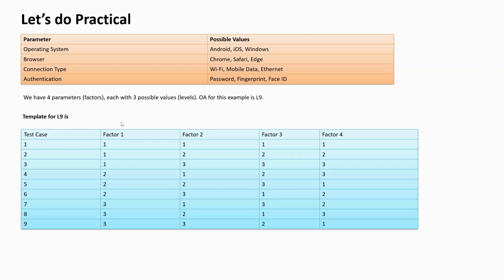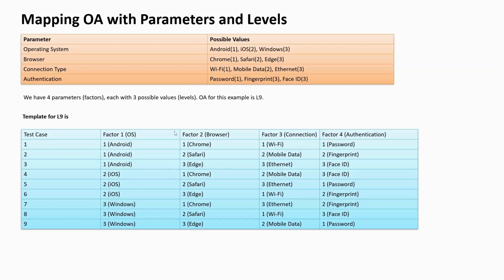Now let us try to fill this template. If you see here, the template is filled with the actual values, right? Factor 1 means OS, factor 2 means browser, factor 3 means connection, and factor 4 is authentication. Within factor 1, 1 is Android, 2 is iOS, and 3 is Windows. Similarly, for factor 2, 1 is Chrome, 2 is Safari, and 3 is Edge. For the connection, 1 is Wi-Fi, 2 is mobile data, and 3 is Ethernet. For factor 4, 1 is username with password, 2 is fingerprint, and 3 is Face ID.